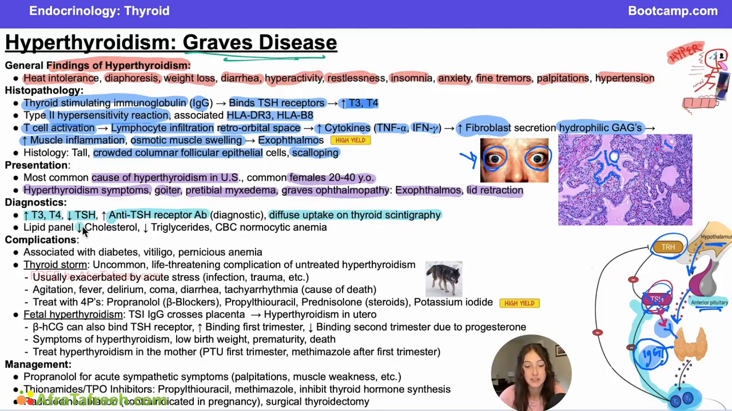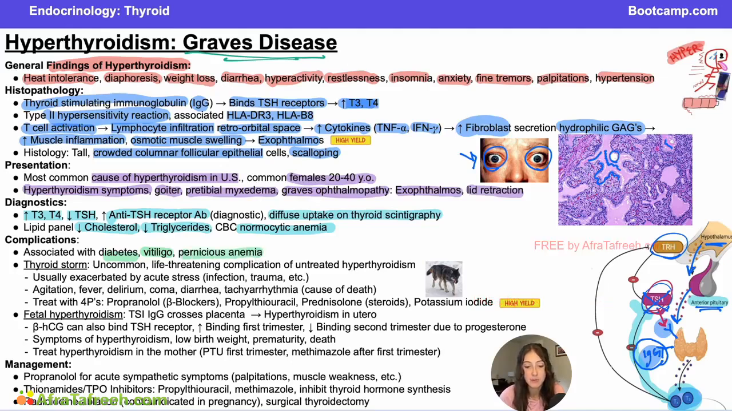Additionally, patients with Graves' disease might have decreased cholesterol on a lipid panel. They might have decreased triglycerides, and they might have a normocytic anemia on their CBC. So those are other peripheral findings to look out for on laboratory testing of patients with Graves' disease. Now, there's a couple of key complications that go along with Graves' disease that are highly testable. These include diabetes, vitiligo, remember those skin changes, the discoloration of skin, as well as pernicious anemia.